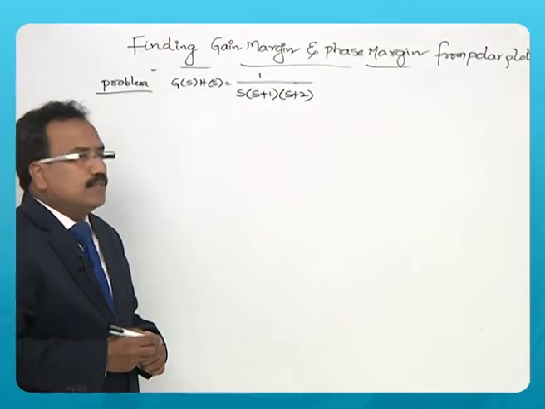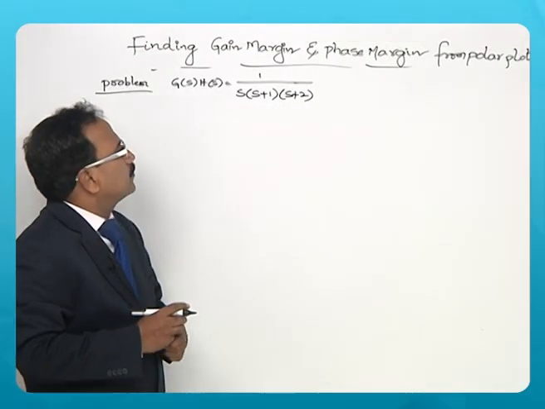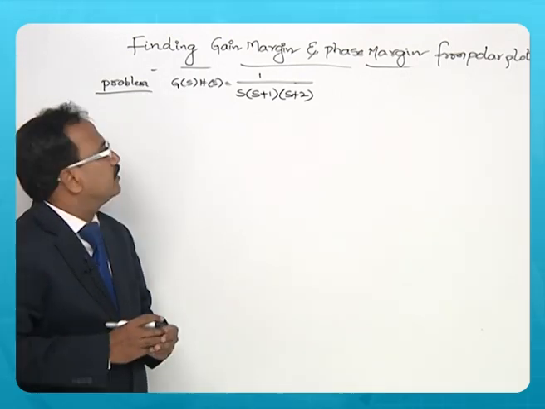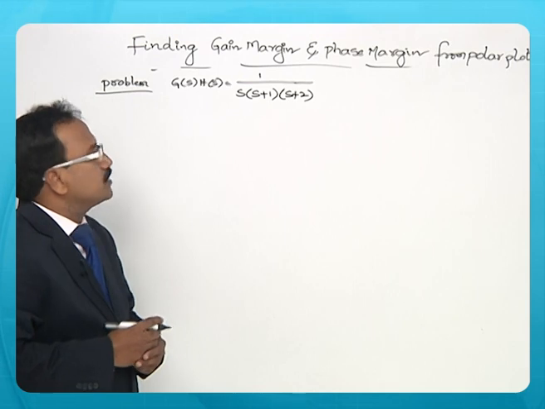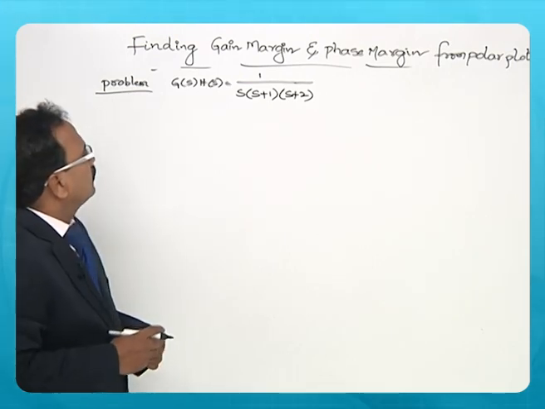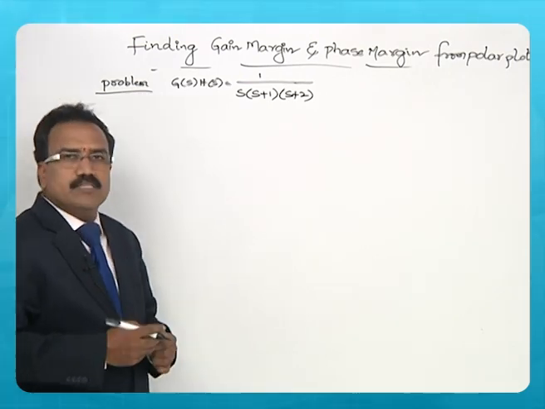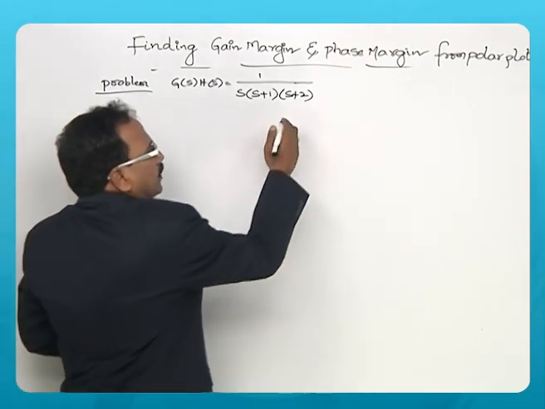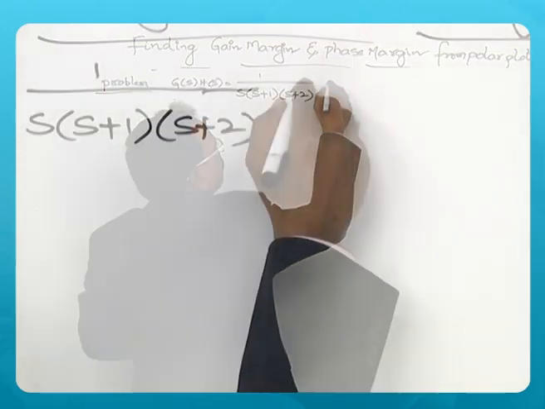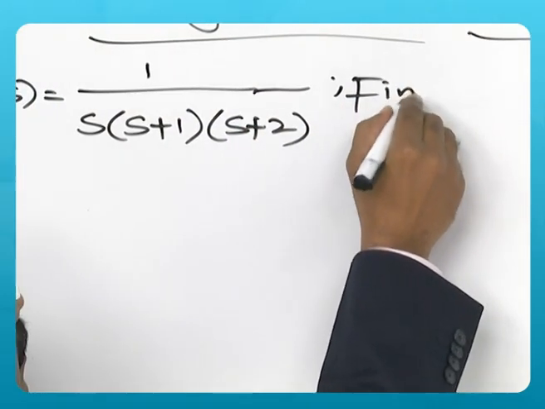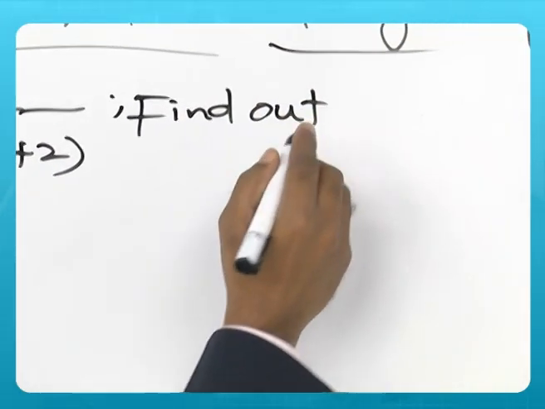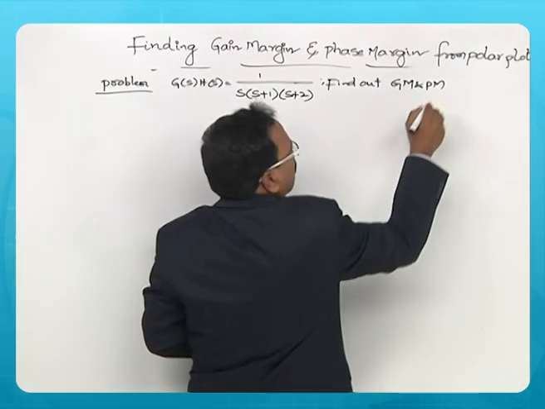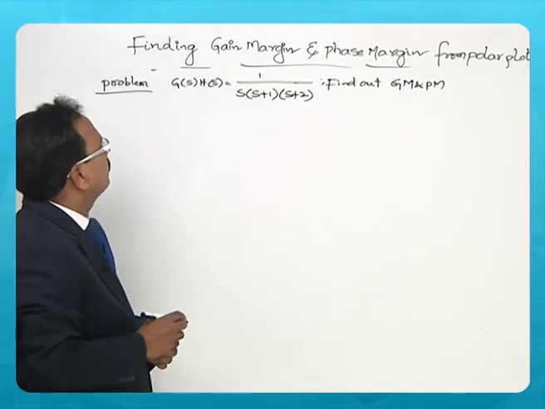So, the system loop transfer function is given by G(s)H(s) = 1 / (s(s+1)(s+2)). So, it is a third order system and type 1. Now, for this system you are asked to find out the gain margin and phase margin.